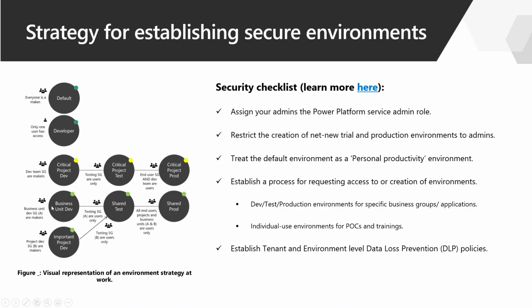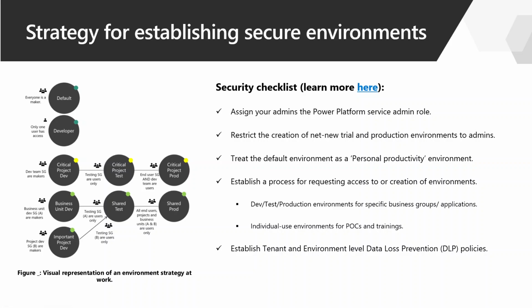You then have a critical system. This might be the CRM or whatever it is. It's a highly critical system. You've then got these other apps, a shared test and a shared production. And there might be a business unit here developing stuff. There might be an important project over here that's developing stuff, and they will eventually get migrated into the shared test and then into the shared prod. So different strategies for different types of organizations.